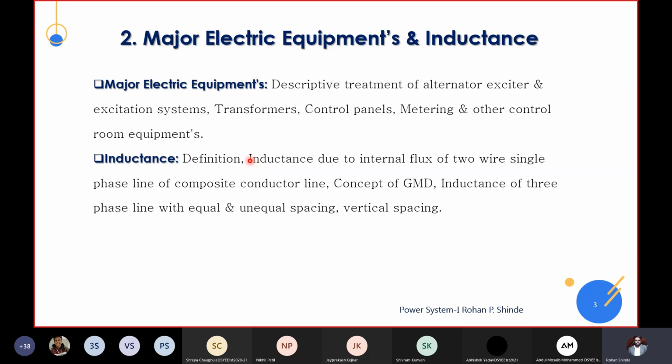First, flux linkage due to internal flux, and second concept, flux linkage due to external flux.